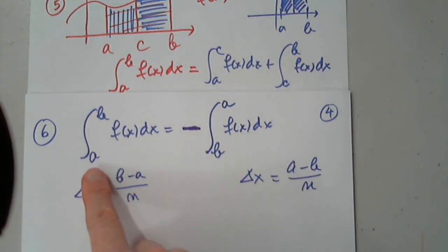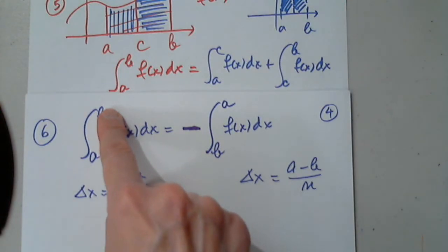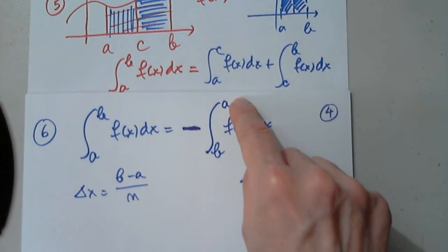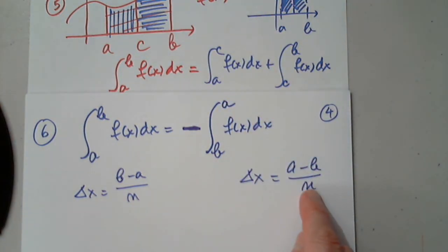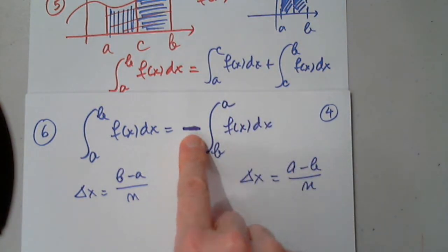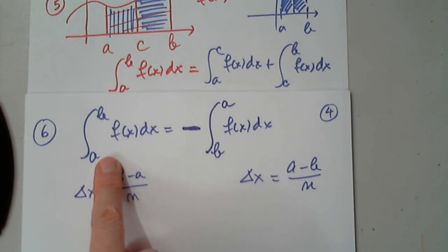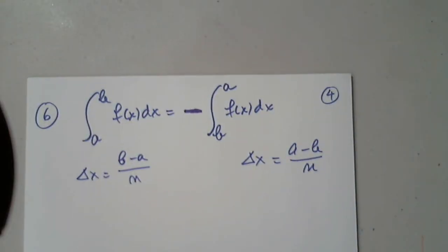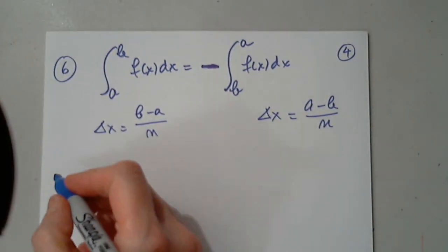So if I say the integral from 1 to 5, then it's the opposite of the integral from 5 to 1, because this will be negative. So this negative with this negative will give us positive again. Any questions? Okay. Now 7.